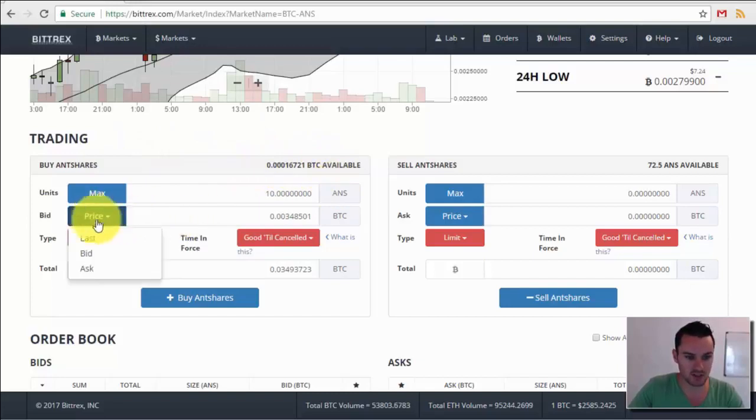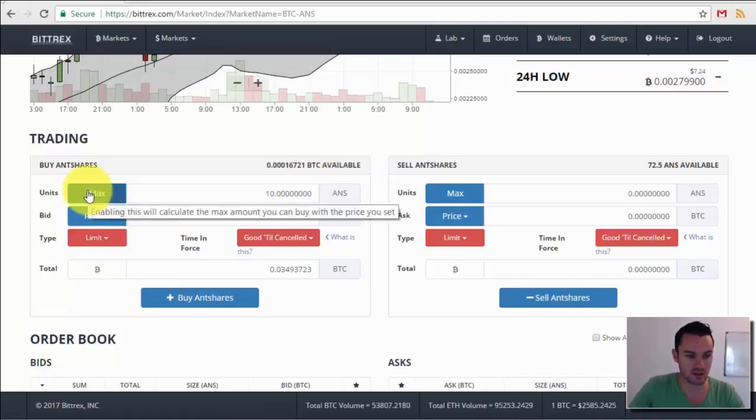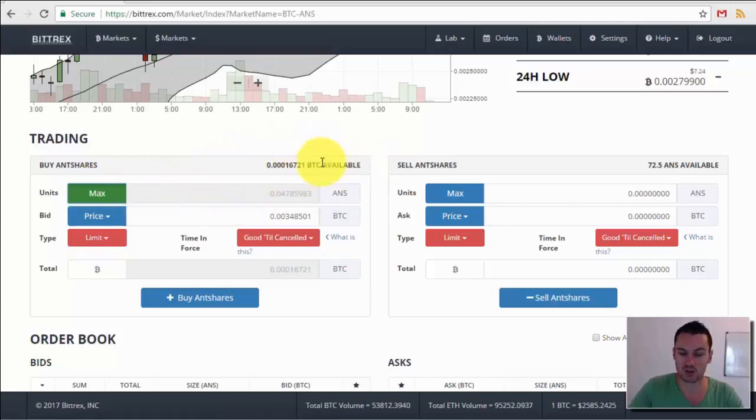So what you can do is if I set that at the bid price, you can click on max. If you want to use all of the Bitcoin you have available, then this will calculate how many ant shares you can get for your current value. So then you could just come down here and click buy. It wouldn't even let me buy because that is below the minimum requirement.